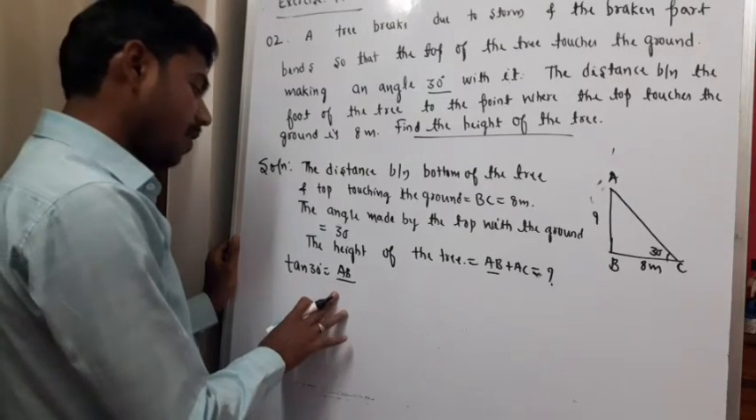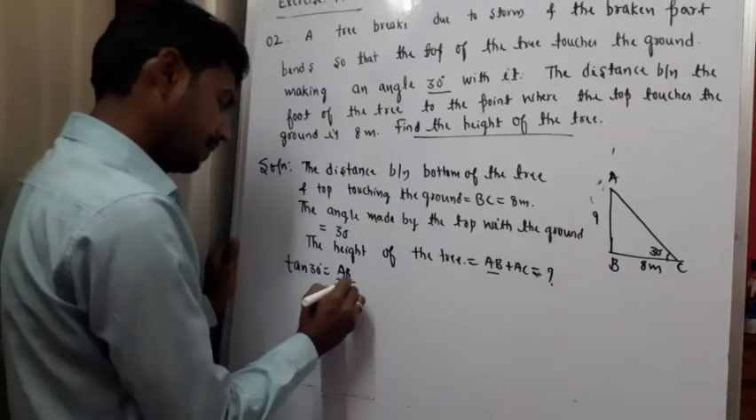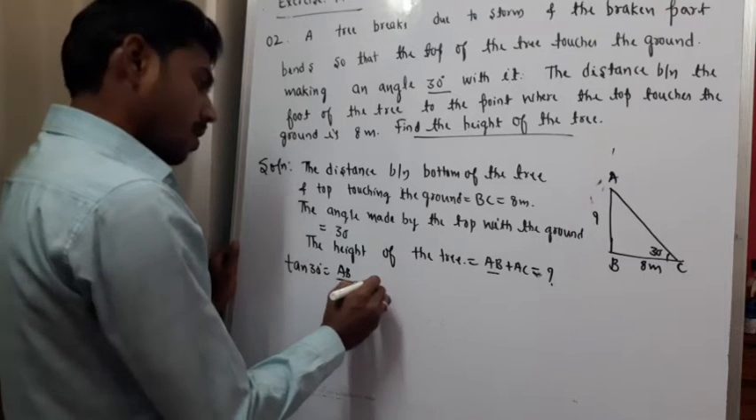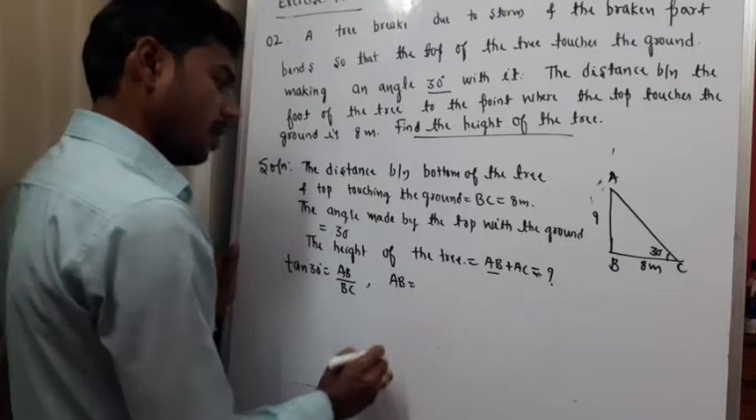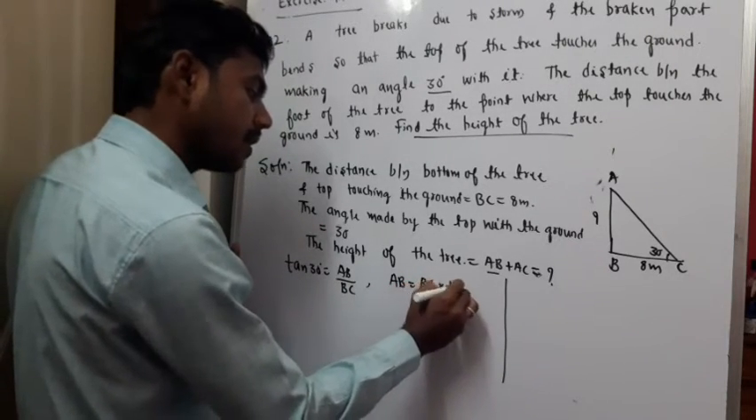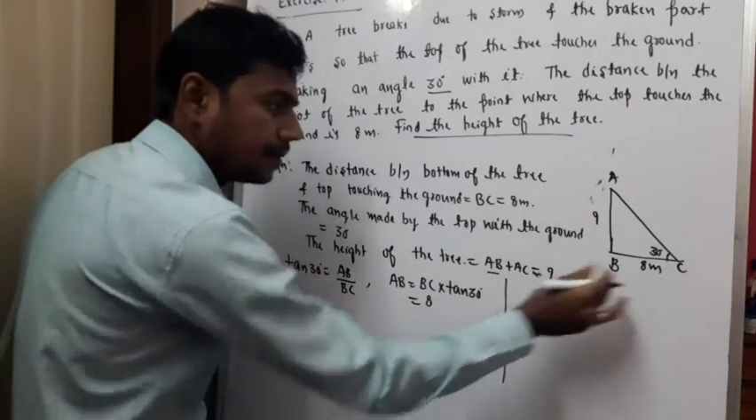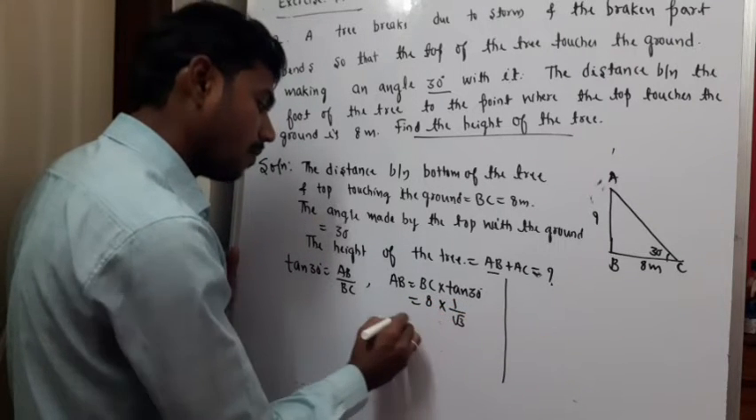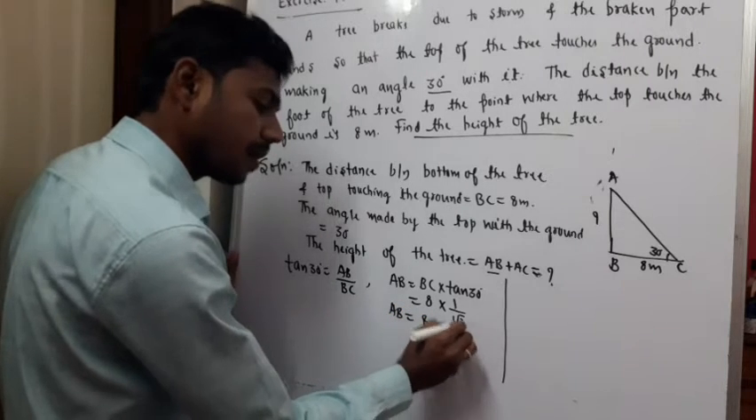So tan 30 is equal to AB by BC, opposite by adjacent. I need to find AB. AB is equal to BC into tan 30. What is BC? BC is 8. Tan 30 is nothing but 1 by root 3. Therefore, AB is equal to 8 divided by root 3 meter.